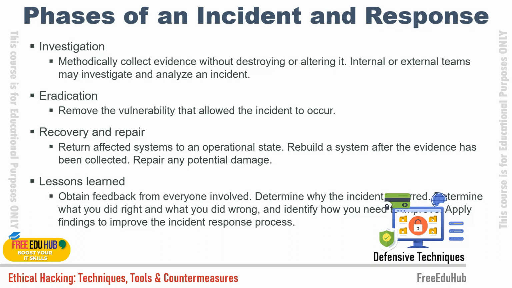And it's very important to note down the time required to set up the secondary system or rebuild a system and then implement it for production purposes. Finally, we have lessons learned. Obtain feedback from everyone involved. Determine why the incident occurred. Determine what you did right and what you did wrong, and identify how you need to improve it. Apply findings to improve the incident response.